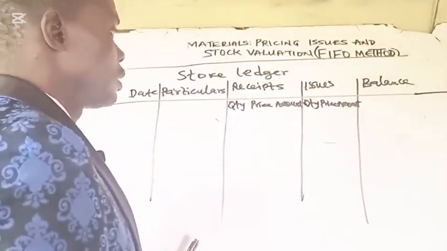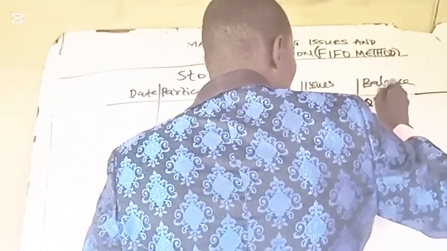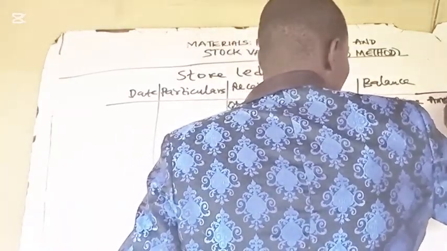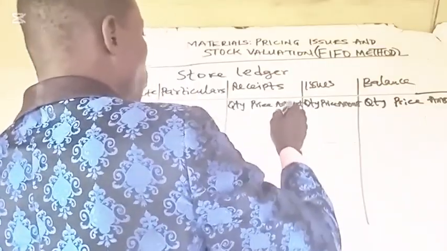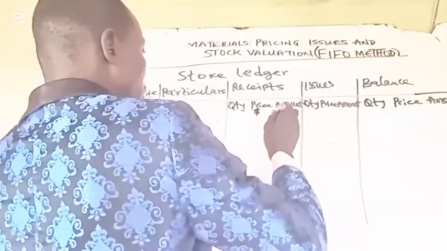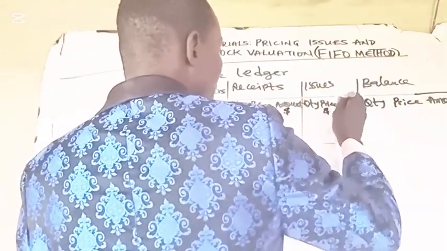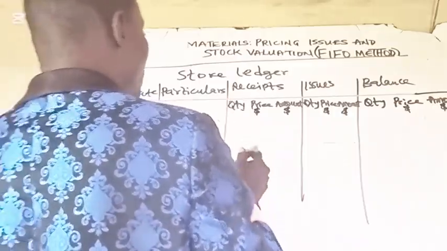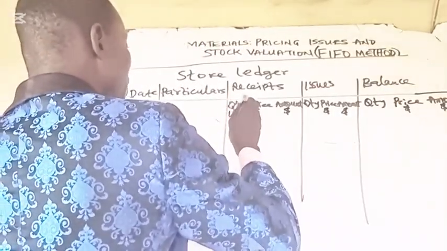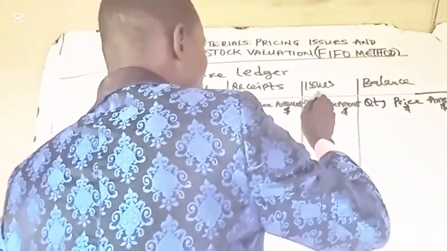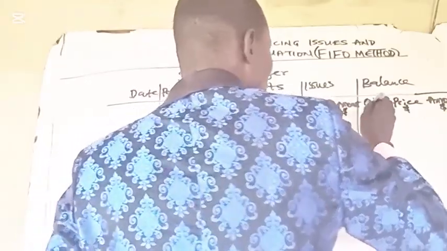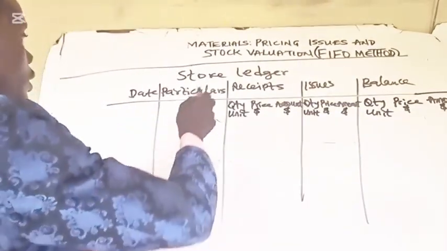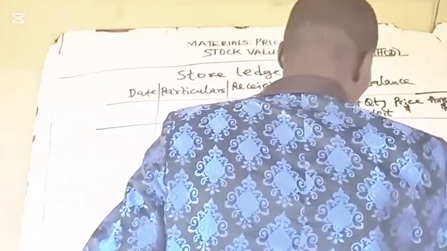Same under the balance column, you will have a column for quantity, price, and amount. The currency used in the question, assume it is US dollar, so you put it under the price and amount. The unit of the quantity may be in units, kg, or any other unit, so you put it under the quantity. So this is the format for the store ledger. Now let's take a question as a worked example.